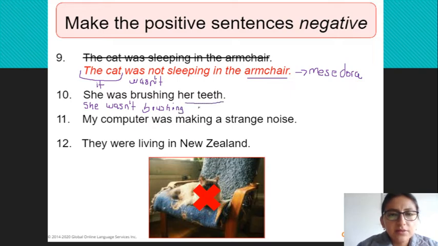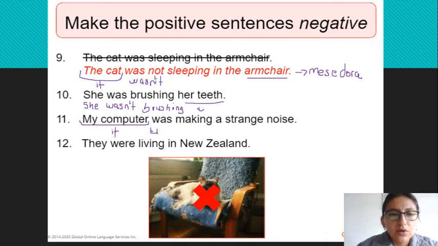Brushing her teeth. Okay? Exercise number 3. My computer was making a strange noise. What is the subject? Very good. My computer. We can use my computer or which subject? Okay. Or we can use it. Okay? The negative. It.